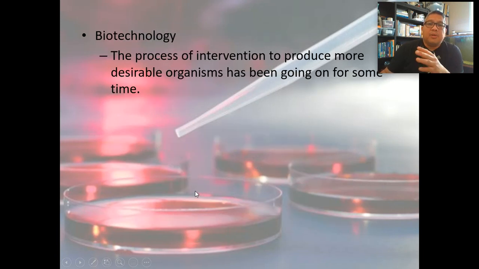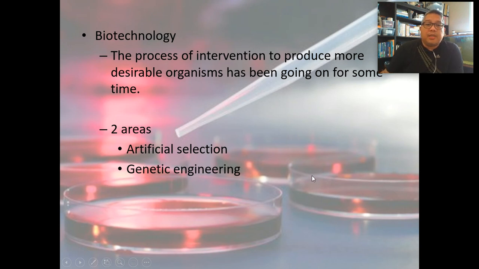And the next one, we'll be talking about biotechnology today. Biotechnology is a process of intervention to produce more desirable organisms, and it has been going on for some time. Before we go to examples, I have two areas of biotechnology: artificial selection and genetic engineering. For artificial selection, it's different from natural selection. In natural selection, you just allow the animals to choose a mate and reproduce. Artificial selection is when there's human intervention in order to produce the traits that we want.